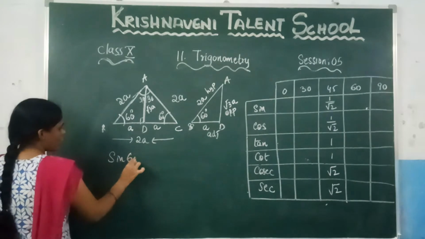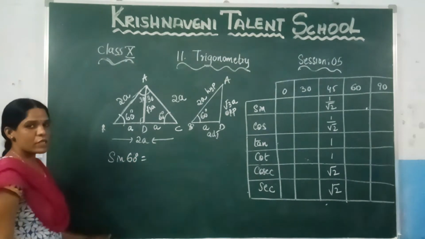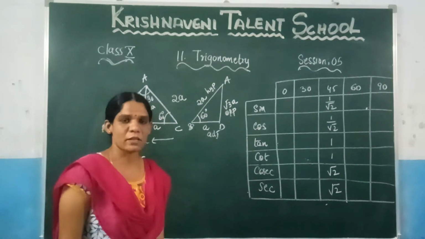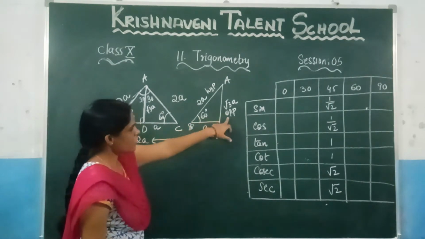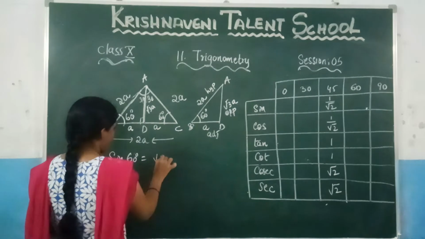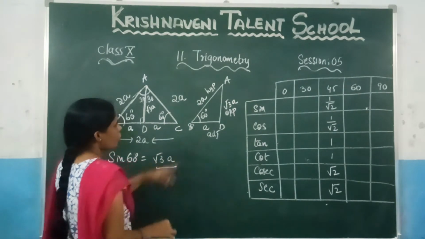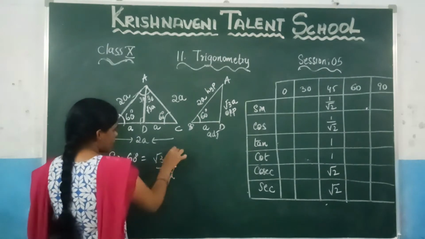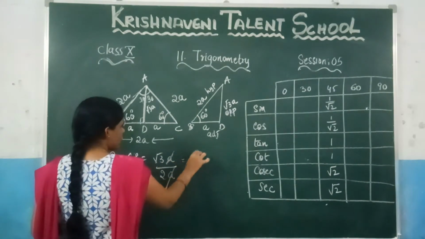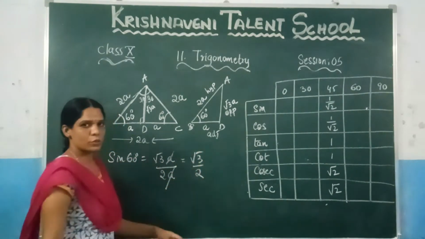Now, I am talking about sine 60. What is the formula for sine? Opposite side by hypotenuse. So if you take this one, what is the opposite side? Root 3A. And what is the hypotenuse? 2A. This A will get cancelled and you will be left with root 3 by 2.